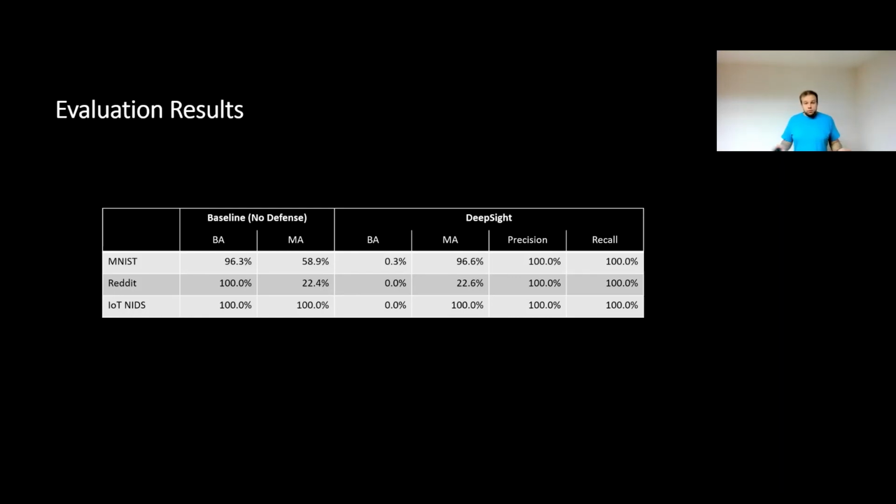Of course, this was only a small excerpt from the evaluation that we performed. So if you want to have a closer look at the evaluation, feel free to have a look at the paper.